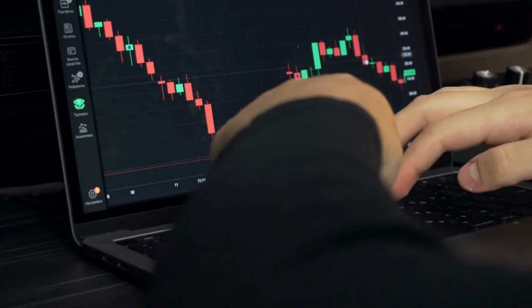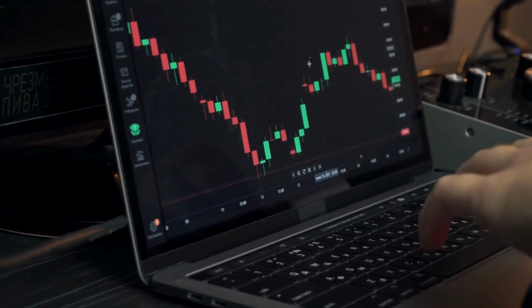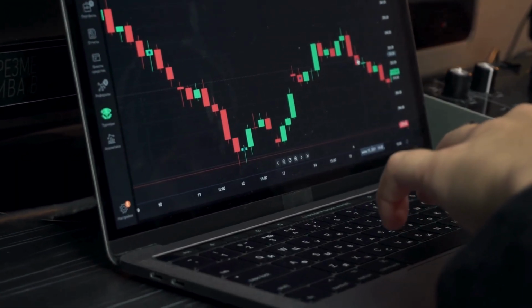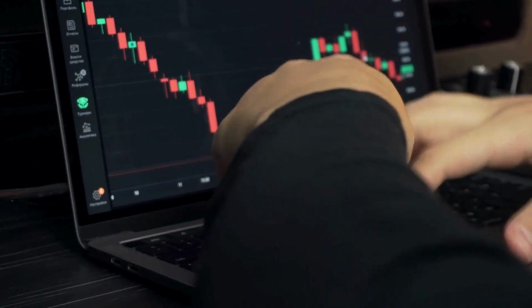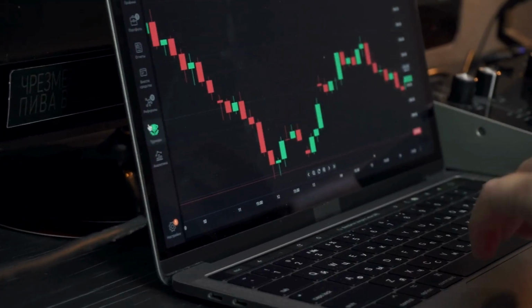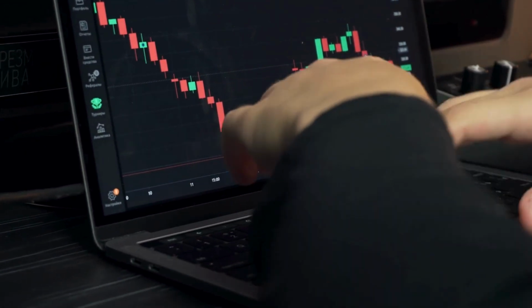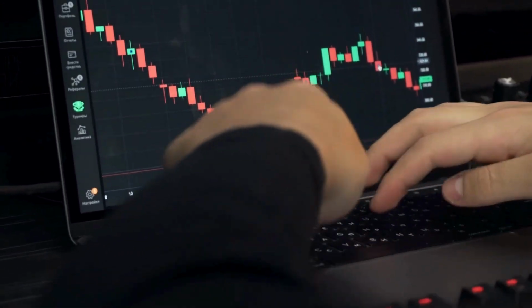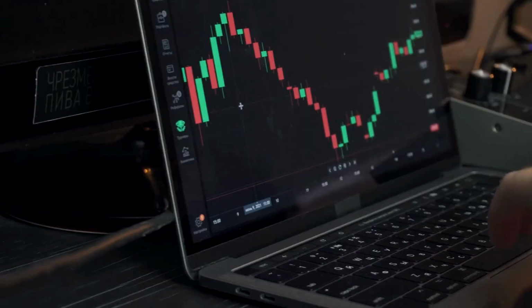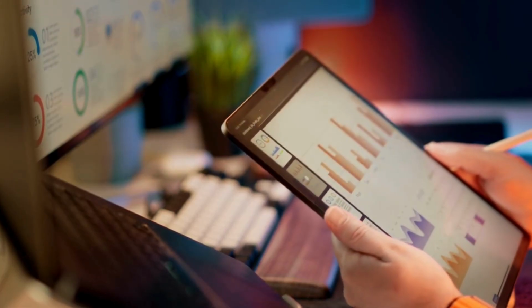Now let's get practical. How do we trade using these zones? Strategy 1. Range trading. If price is bouncing between support and resistance, buy near support and sell near resistance. Use oscillators like RSI to confirm. Strategy 2. Breakout trading. Wait for price to close above resistance or below support with strong volume. Enter in the direction of the breakout. Strategy 3. Retest trading, a safer method. Wait for breakout, then wait for price to retest the level. Enter on confirmation.